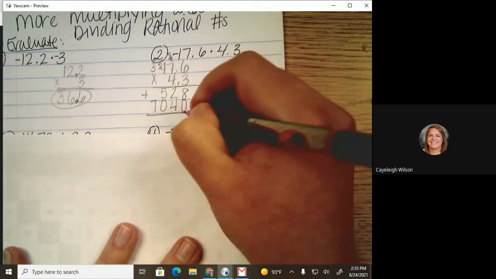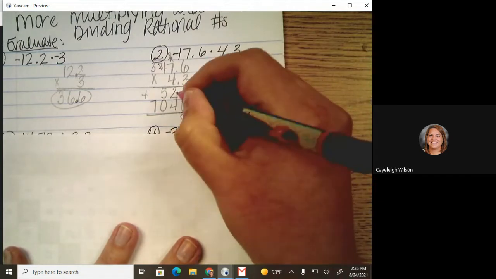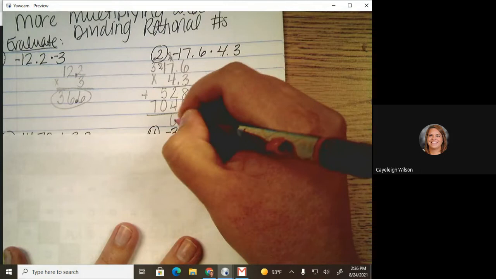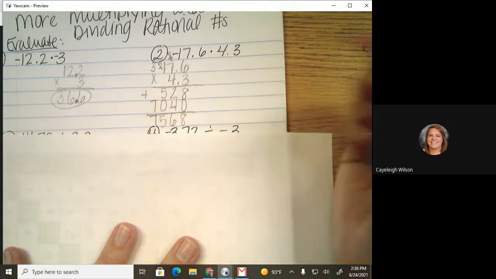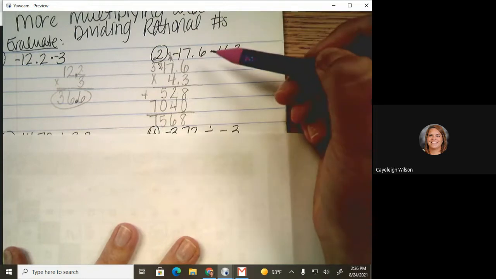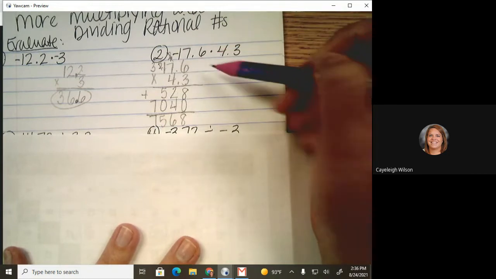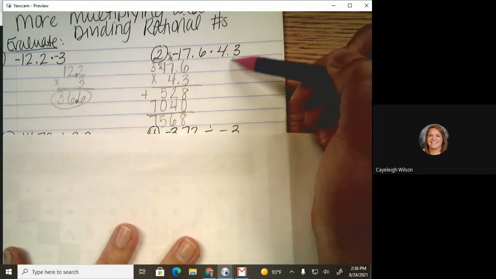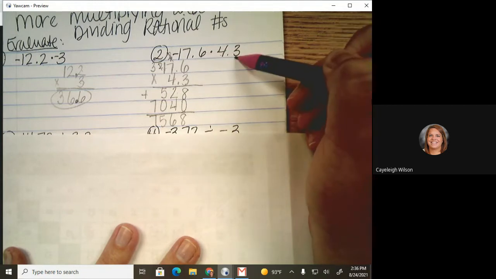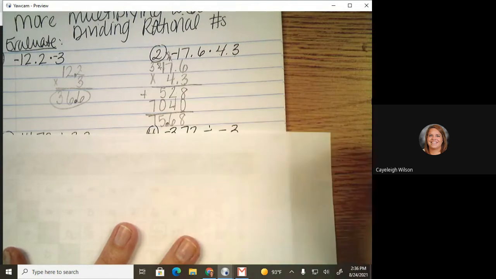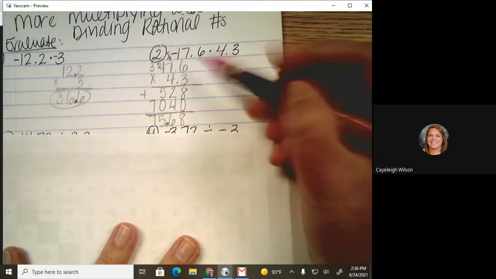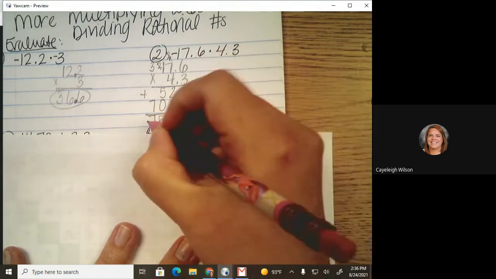So 8 plus 0 is 8. 2 plus 4 is 6. 5 plus 0 is 5. And 7 plus nothing is 7. And I count back to the original problem how many decimal places. This one had one decimal place, and so did this one. So 1 plus 1 is 2. So my answer is going to have 2 decimal places. And we said that a negative times a positive is a negative. So my answer is negative 75.68.